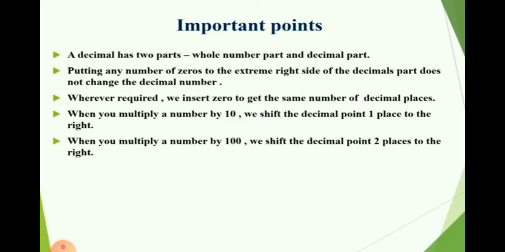Here are some of the important points related to this chapter that you all need to understand. A decimal has 2 parts, the whole number part and the decimal part. Putting any number of zeros at the extreme right side of the decimal part does not change the decimal number. Wherever required, we insert 0 to get the same number of decimal places. When you multiply a number by 10, we shift the decimal point one place to the right. When you multiply a number by 100, we shift the decimal point 2 places to the right.